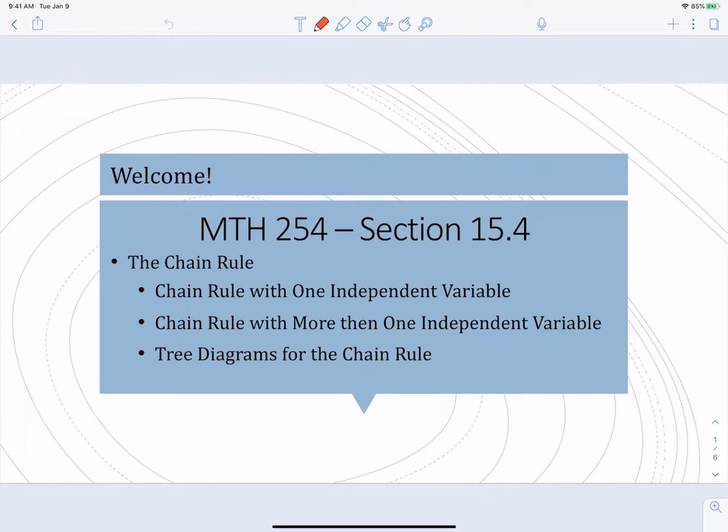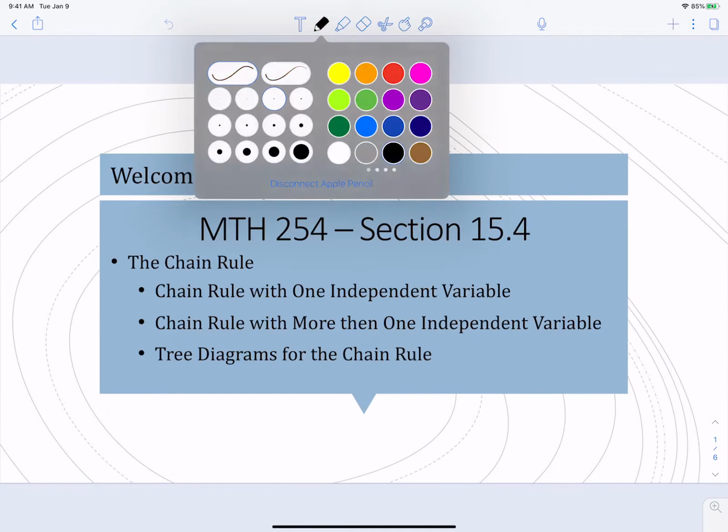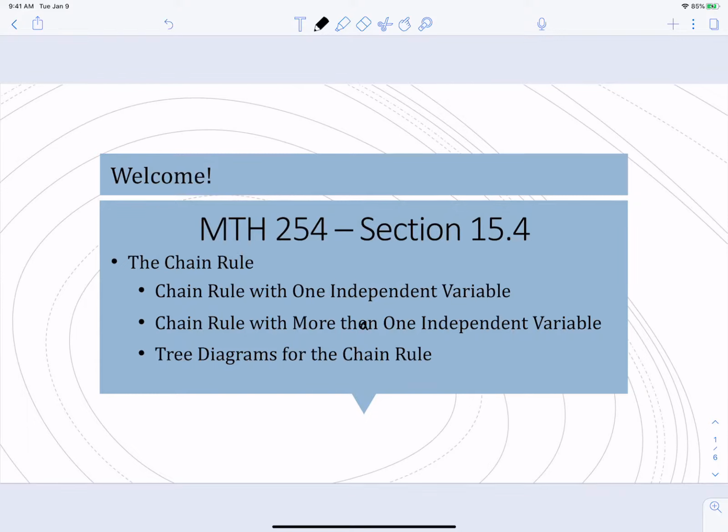Right, we are going to move on to section 15.4, which is the chain rule. So we're going to look at our chain rule when we have one independent variable. That'll make sense what that means here in a second. And our chain rule with more than one independent variable. And we're going to look at making some tree diagrams to help us make sure that we get everything in place where we need when we are finding derivatives with the chain rule.